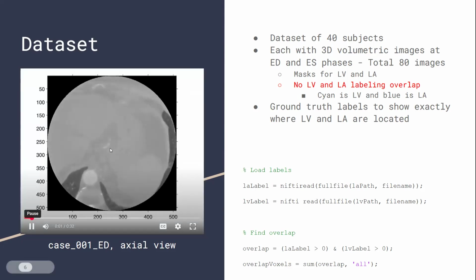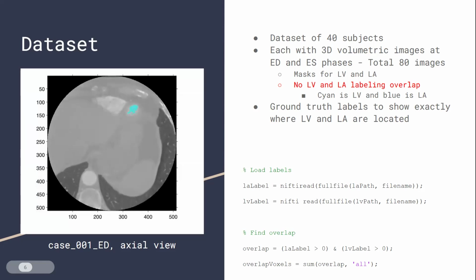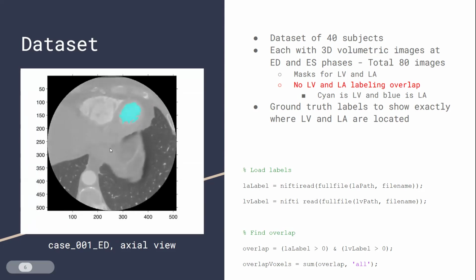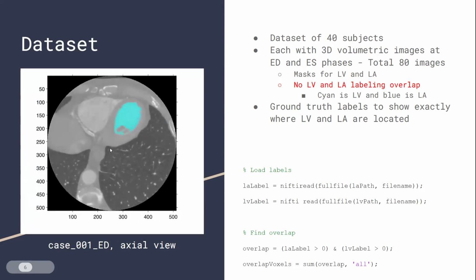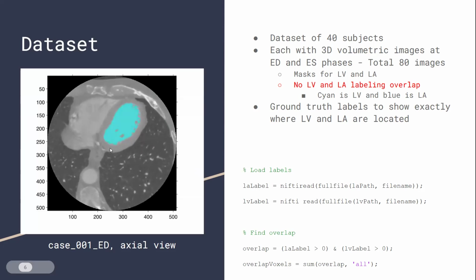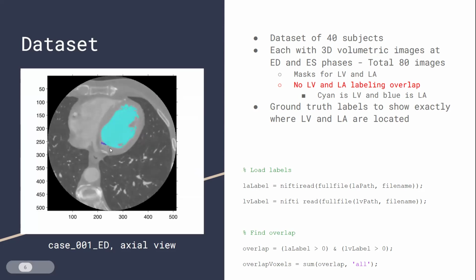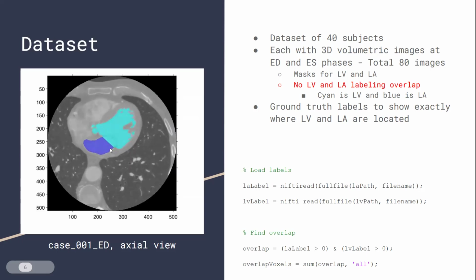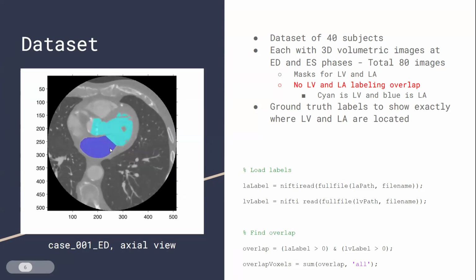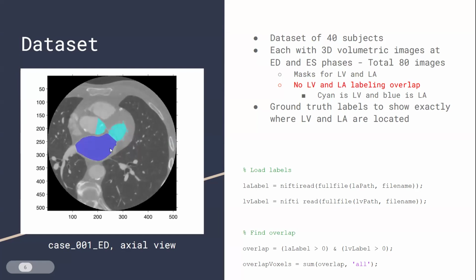These are the images, where the cyan color is labeling the left ventricle, and the darker blue color is where the left atrium is shown over time in these scans.